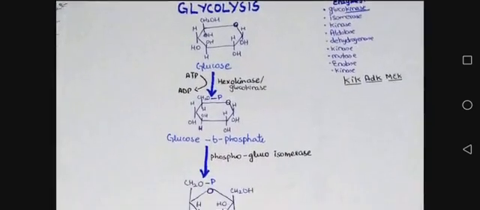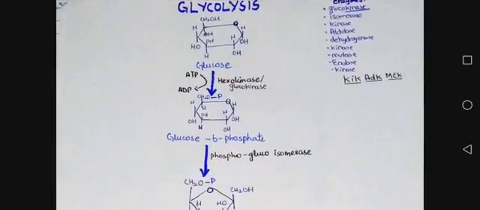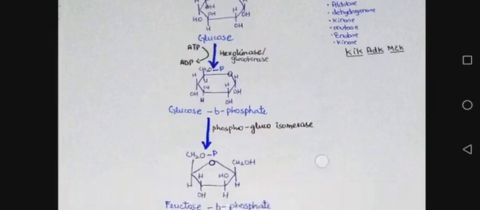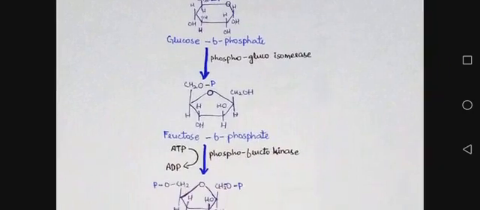In our first step, the six-membered compound glucose is converted into glucose 6-phosphate by the enzyme hexokinase or glucokinase, followed by the conversion of ATP into ADP. Now, in the next step, glucose 6-phosphate is further converted into fructose 6-phosphate by the enzyme isomerase.